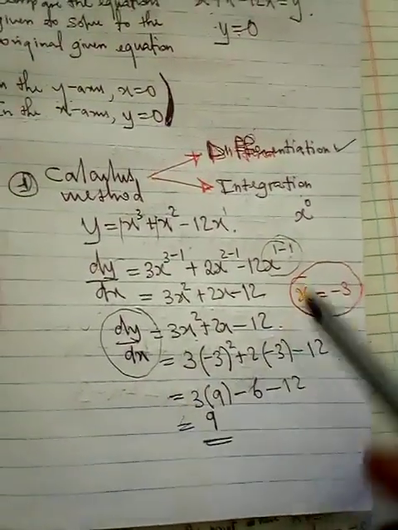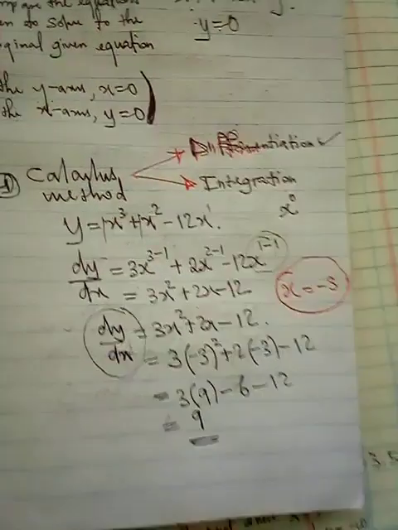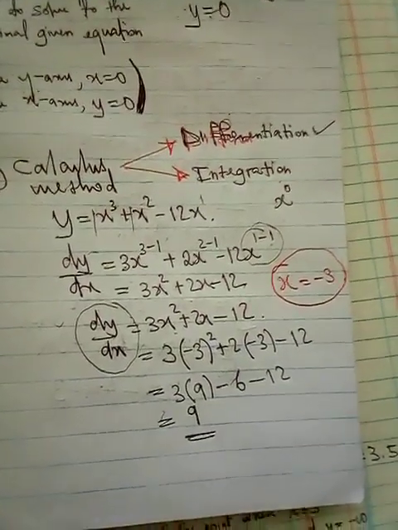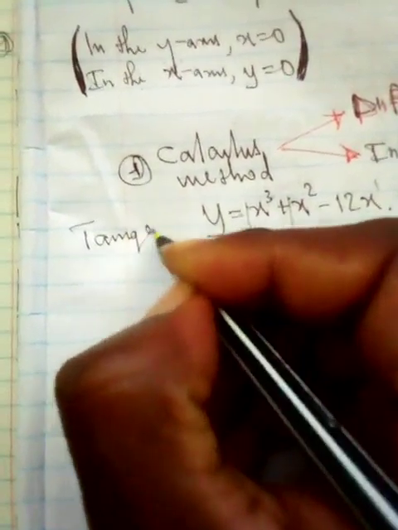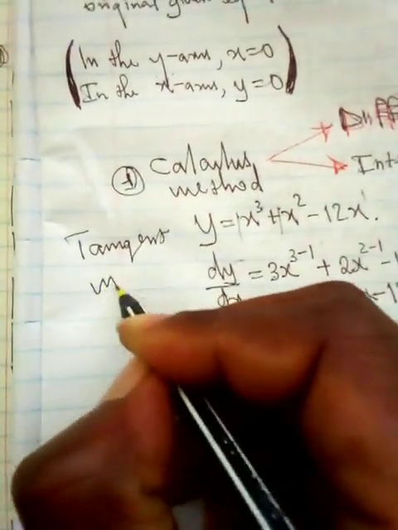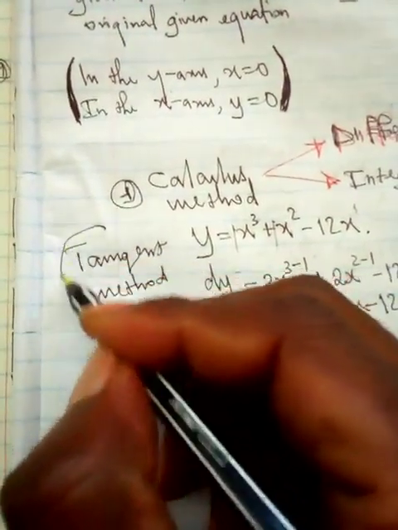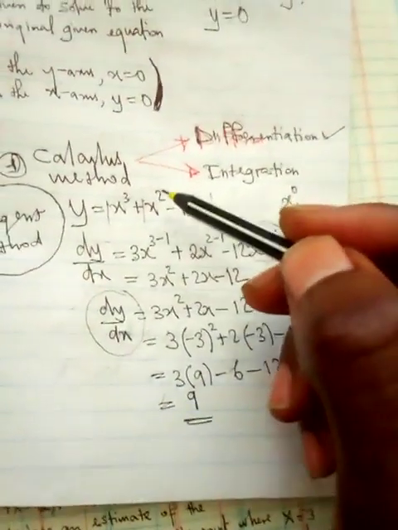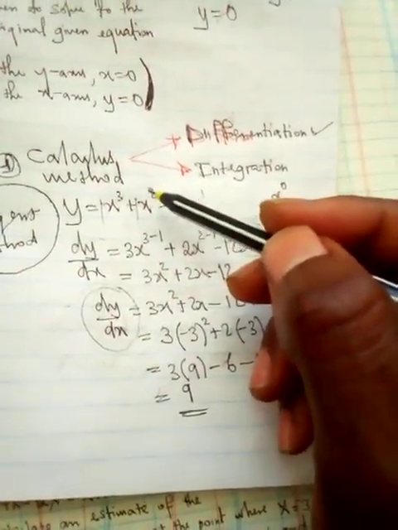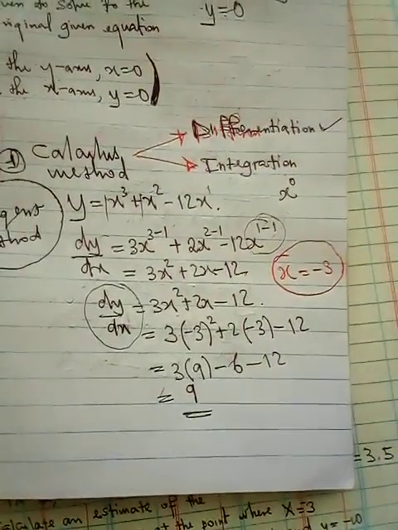So in this problem, I'm just going to use the calculus method. In the other problem, I'm going to use the tangent method. So there are two methods. There is the calculus method. The other one is the tangent method. You'll see me do that in the next video. So this is how the calculus method goes. I hope you get it.